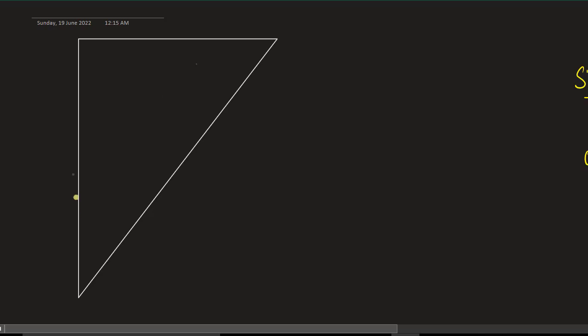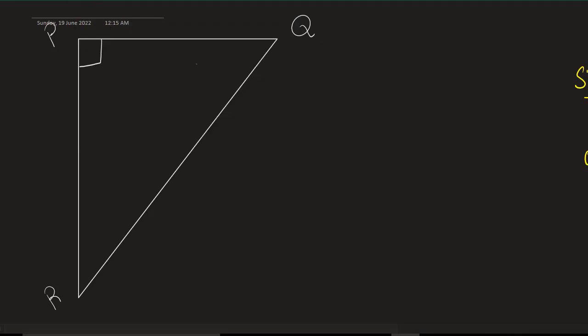Yes. So this is 90. But in the question they say this is P, R and Q. The question says PRS, that means we need to draw another line called S from R, so that the R is overall 90. Always remember, for 90 we create this kind of square.